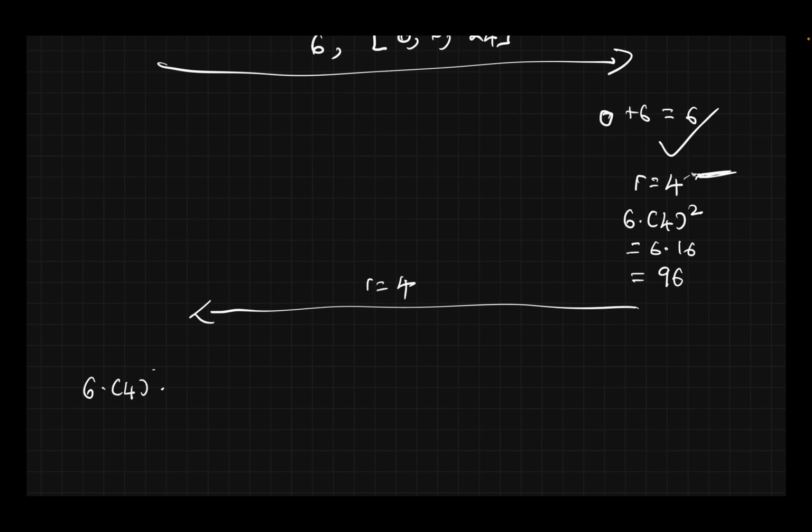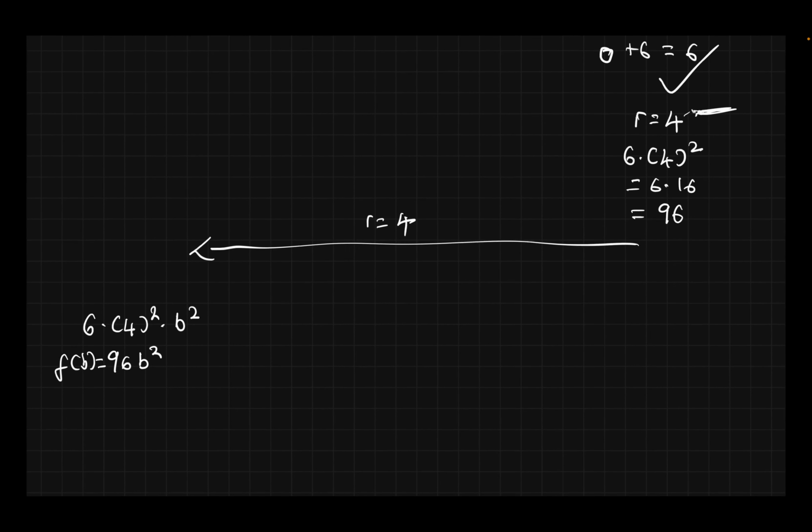So 6 times 4 squared times B squared, right? What's this? 96. These are F of B, the polynomial. Now we're sending the F of B polynomial back to the verifier. We can send it as either; let's send the evaluation form. I write it at 0, I write it at 1, I write it at 2. One nine two.